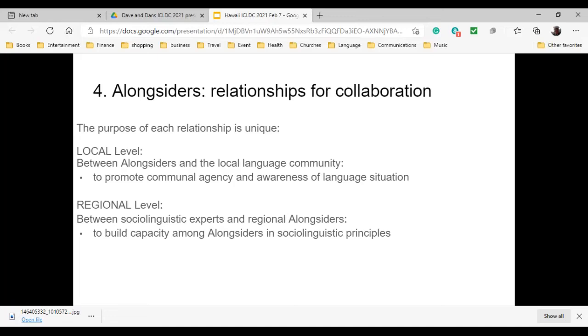In the next slide, we look at the purpose of these relationships. Each one is unique. At the local level, between the alongsiders and the local language community, the purpose of that relationship is to promote communal agency and awareness of the language situation among the local language leaders. At the regional level, that relationship between the sociolinguistic researcher and the regional organizations and the member of that organization who is typically the alongsider is about building capacity among these regional alongsiders in sociolinguistic principles so that they can then walk with the community.